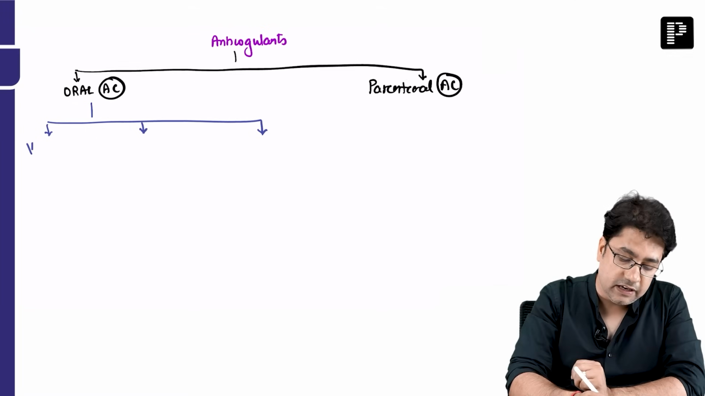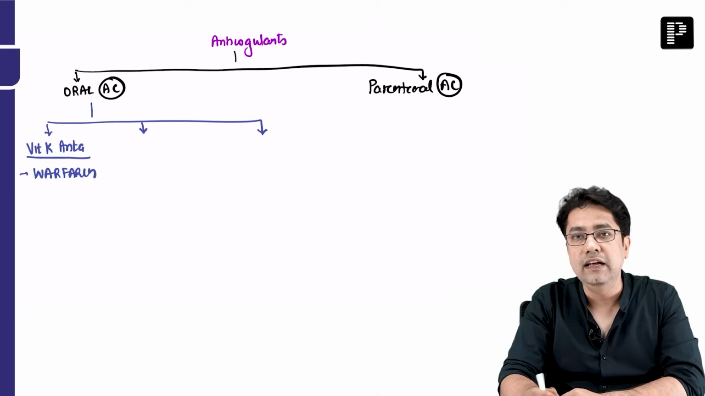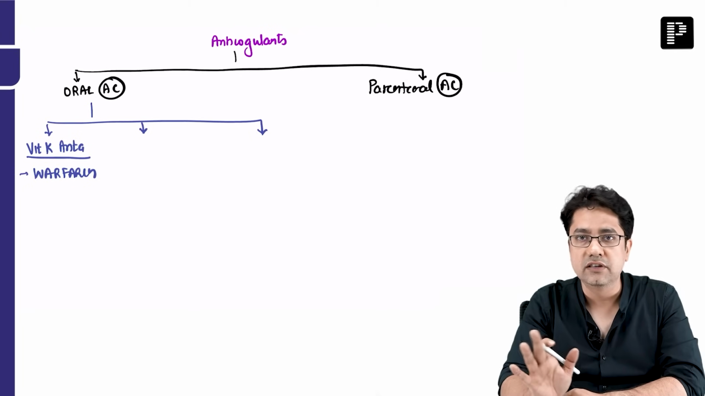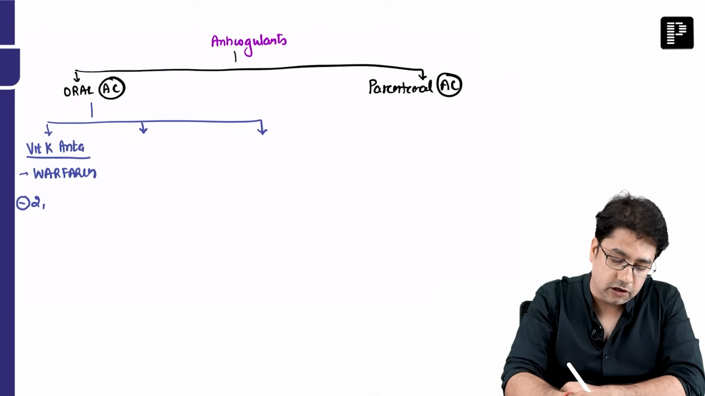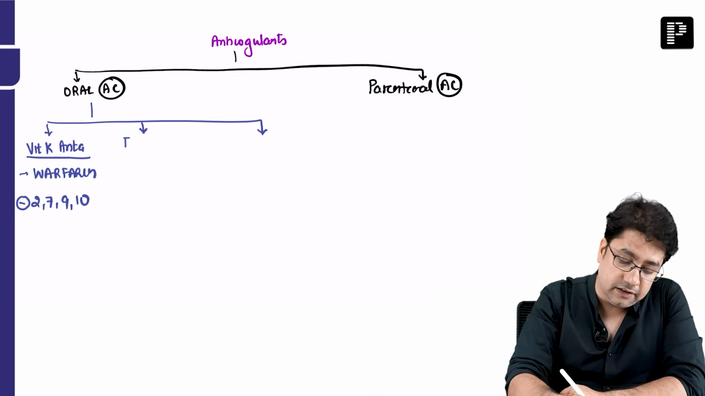The first class we have is vitamin K antagonist. And in this class, we have a very famous drug, warfarin. We all know that warfarin inhibits vitamin K, and vitamin K is responsible for synthesis of 4 clotting factors. Hence, it reduces the production of factors 2, 7, 9 and 10. The next class of drug we have is the drug which only inhibits factor 10.